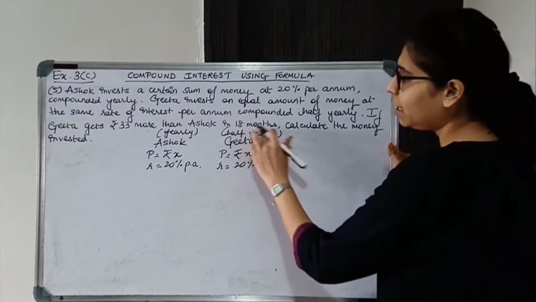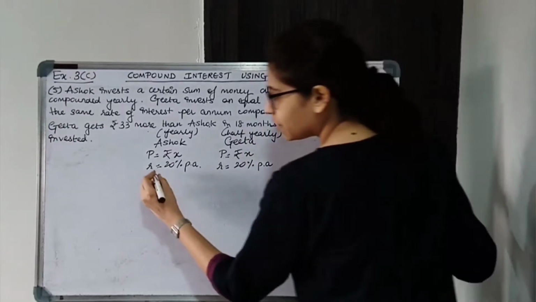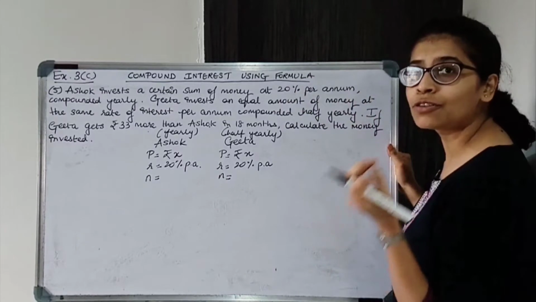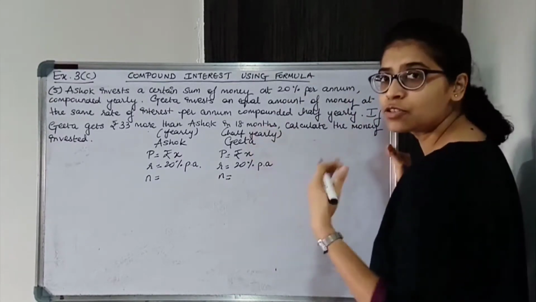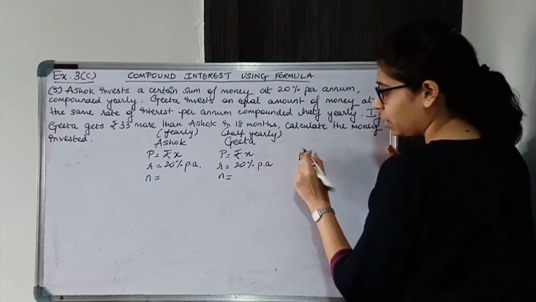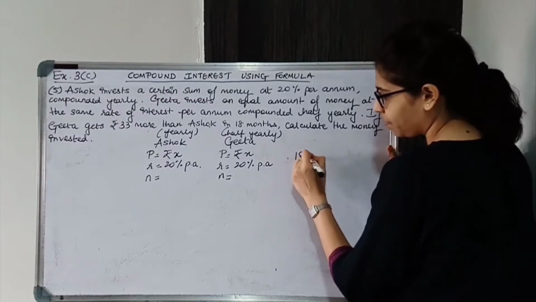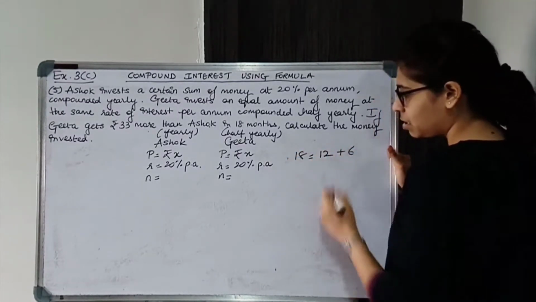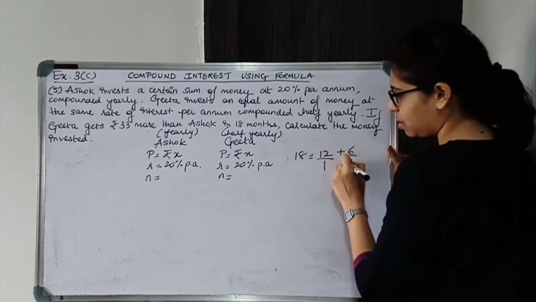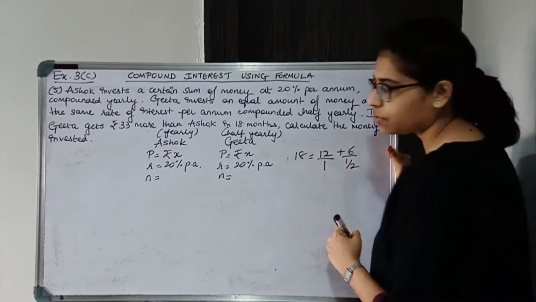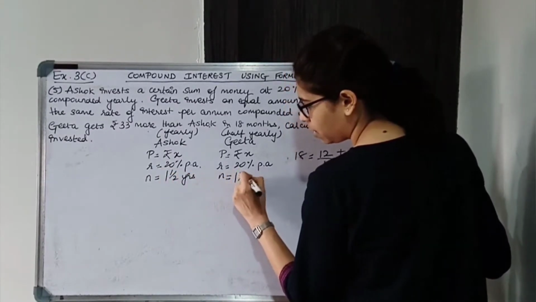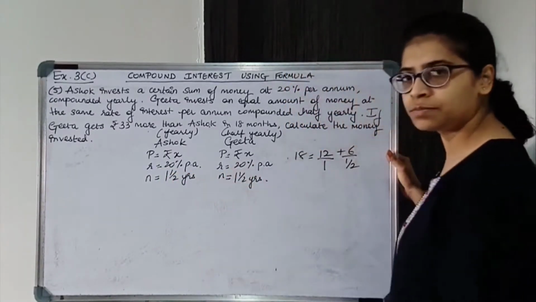Now in 18 months, so number of months is given. Now n is not number of months, it is number of years. So you have to convert the months to years. So 18 is 12 plus 6. So this is 1 year, this is half year. So 1.5 years. So n is 1.5 years. Here also 1.5 years.